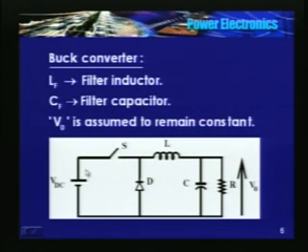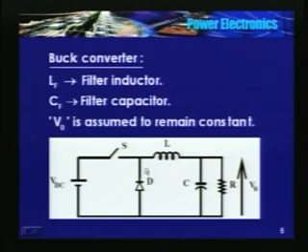S is closed and is switched at a very high frequency. We assume that V naught is constant. At that instant, even though VDC is unregulated, we assume that VDC is also held constant. For a buck converter, V naught is less than VDC. I am saying buck converter, V naught is less than VDC.